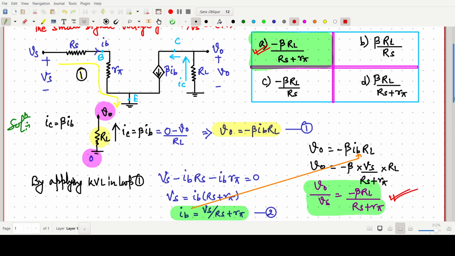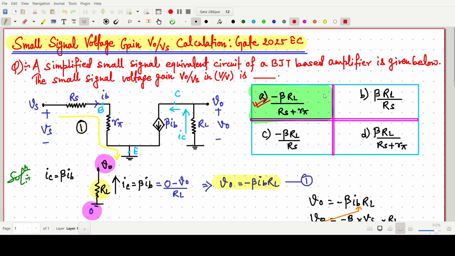So this is all about a very simple question based on a small signal voltage calculation of a BJT. This is all about this question.